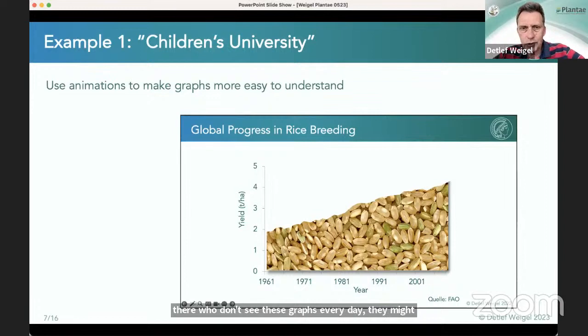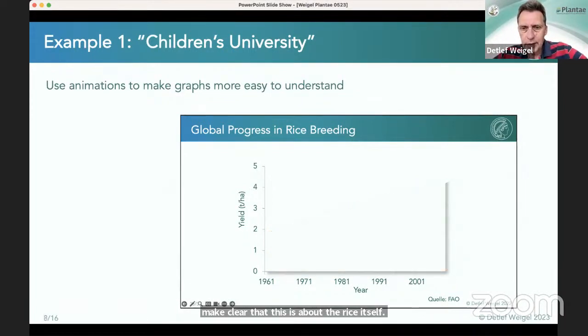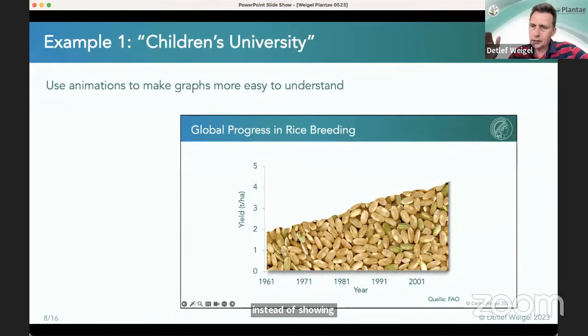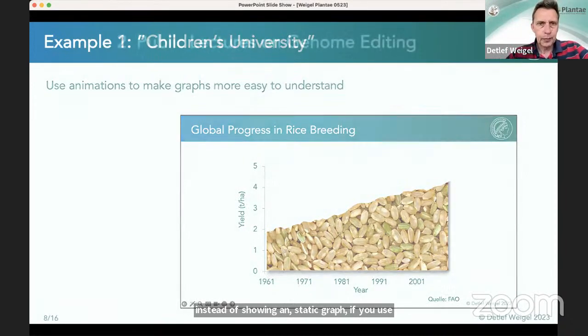So here I employed two tricks. I use these rice grains to make clear that this is about the rice itself. And then instead of showing a static graph, if you use animation like this, it becomes much clearer what is happening here, that something is continuing over time and then also increasing over time.